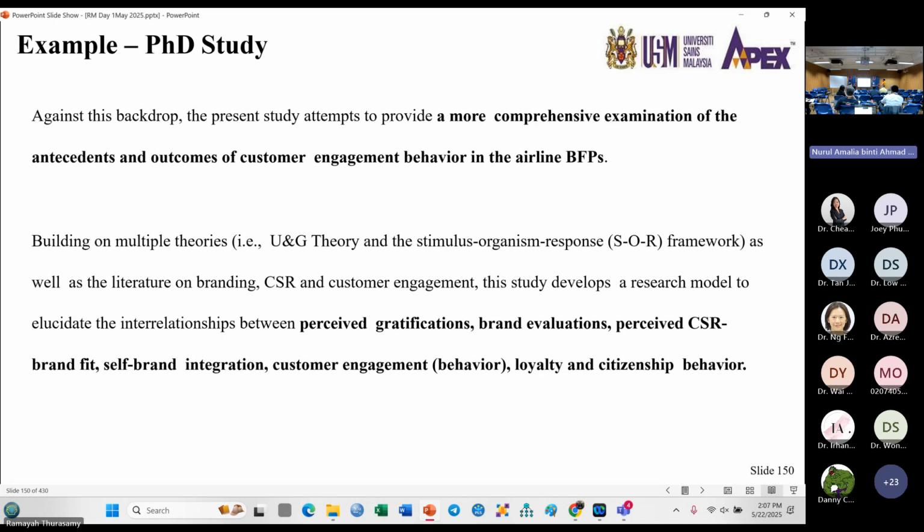User and gratification theory and the stimulus-organism-response framework, and the literature on findings. And when you're writing your problem statement, you need to also introduce the variables in your model. Usually people don't write, suddenly in your research question, you have variables inside.